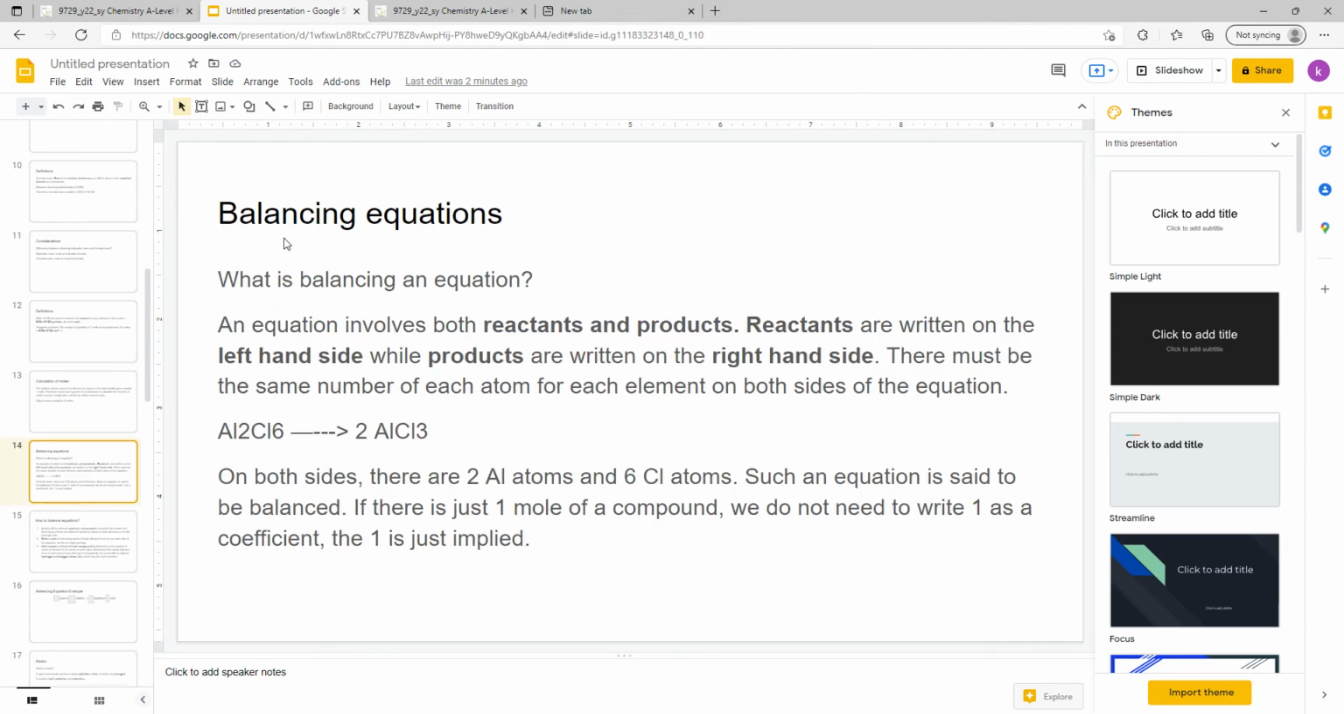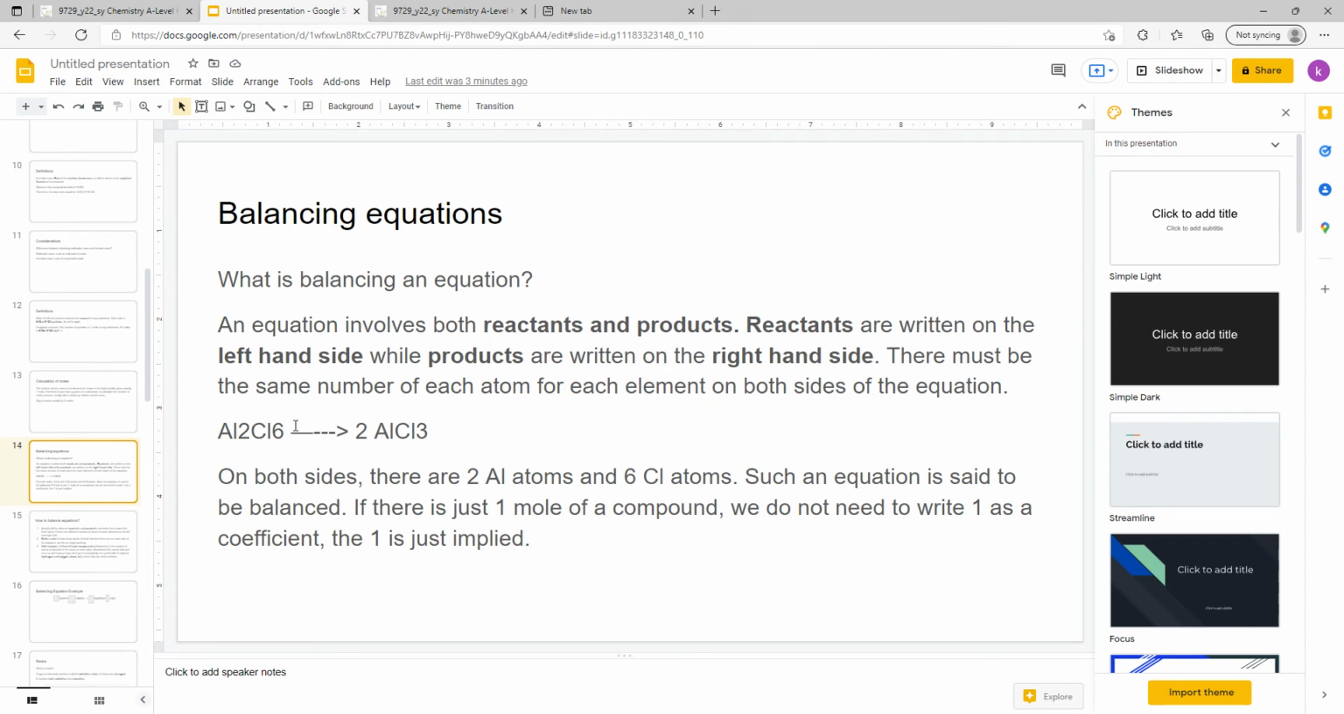So, balancing equations, which again you would have done in secondary school. An equation involves both reactants and products. As we know, reactants are written on the left-hand side, while products are written on the right-hand side. There must be the same number of each atom for each element on both sides of the equation.